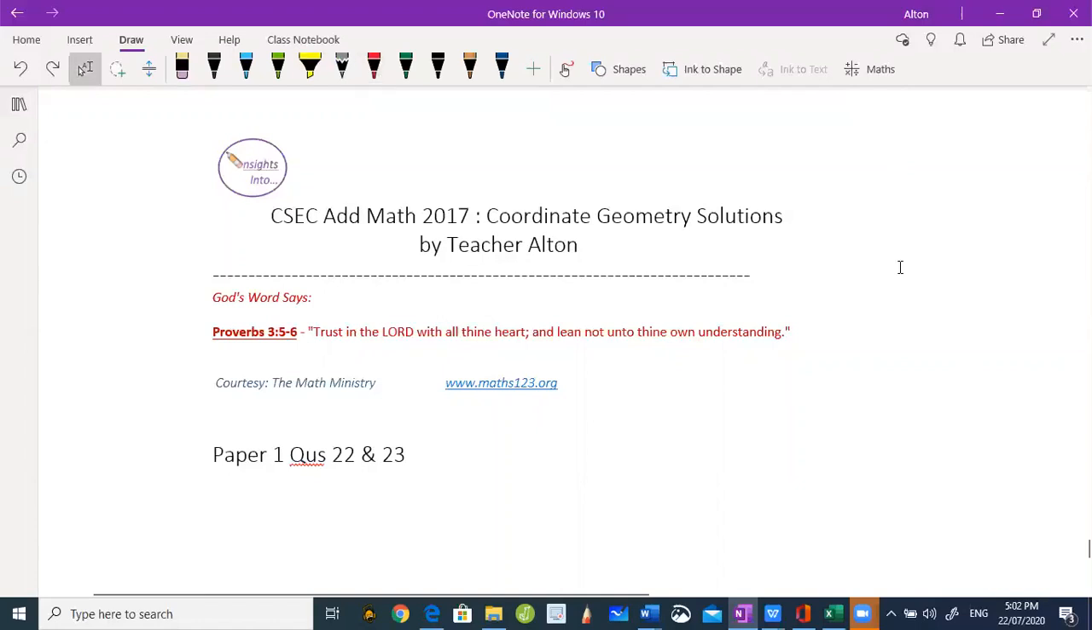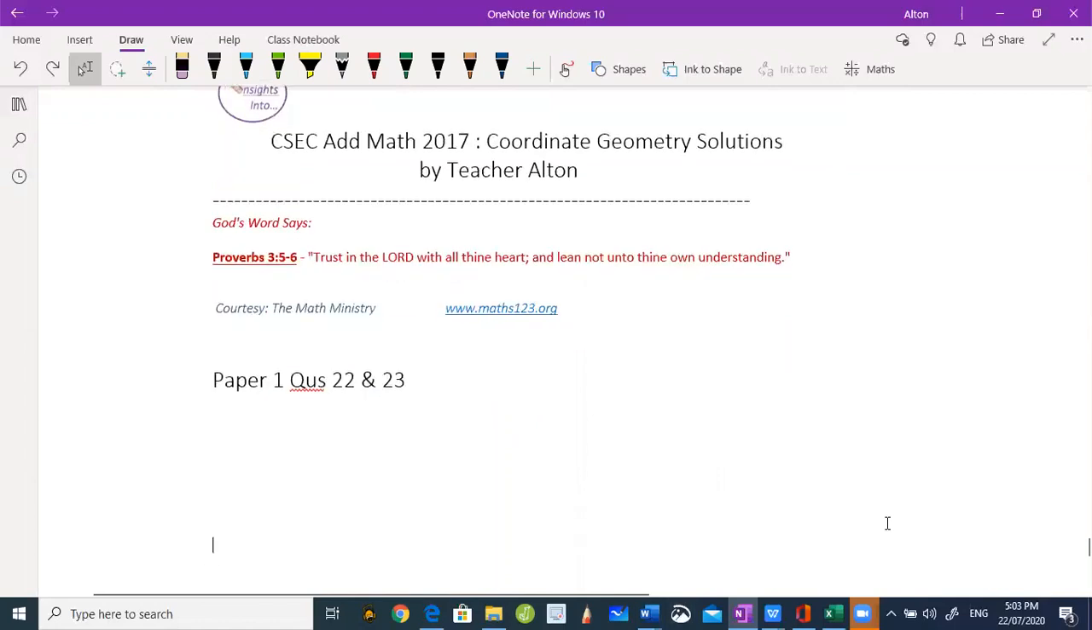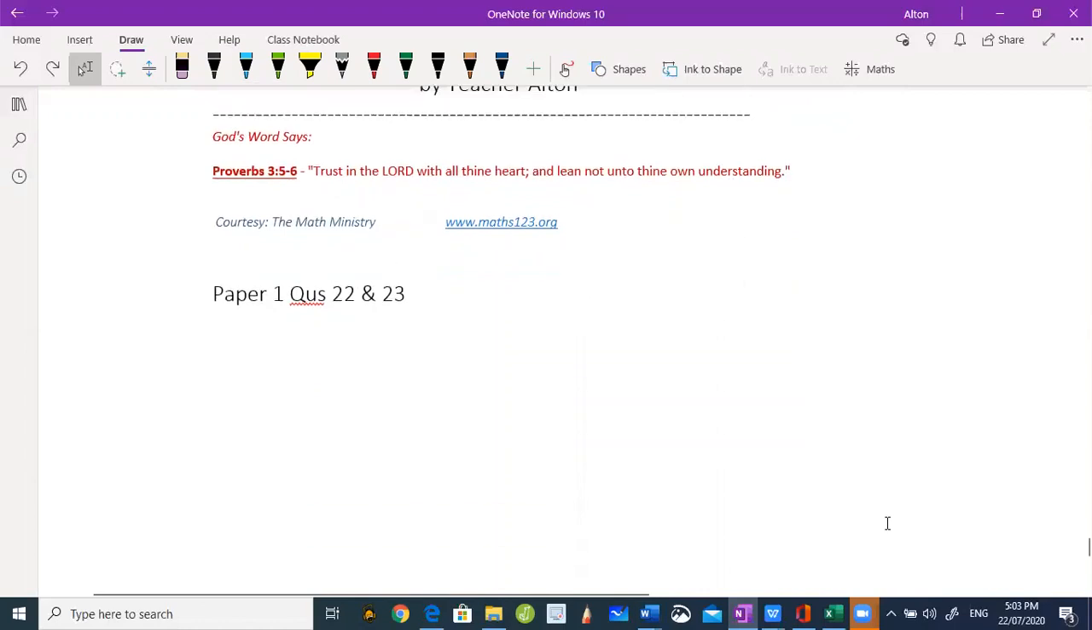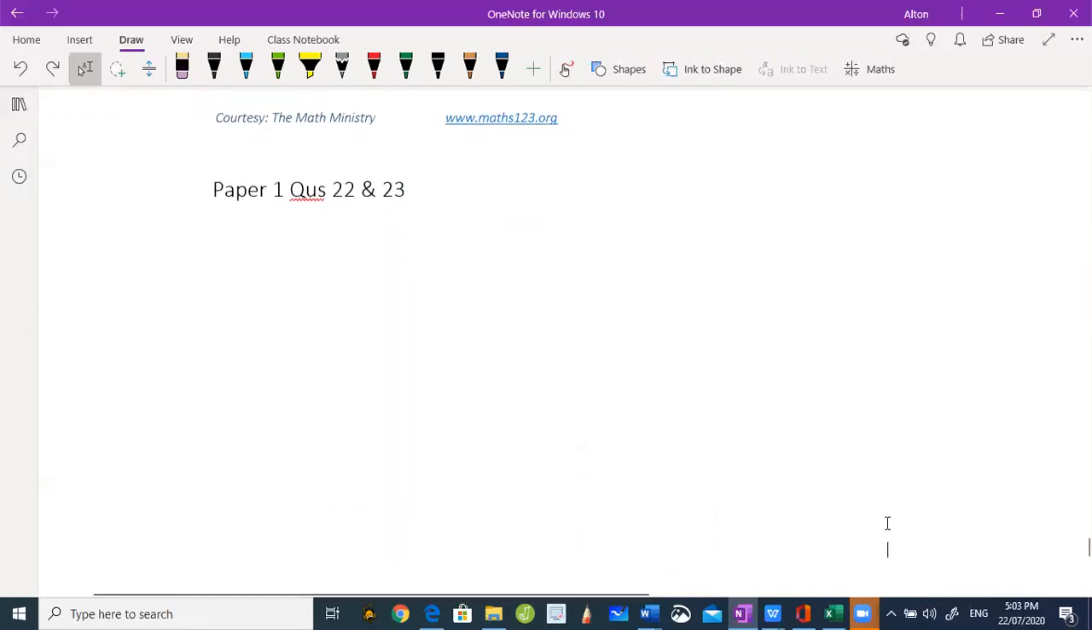So in question 22, we are asked to determine the point P such that P is the point of intersection between two lines. And let's write down the equations of the lines. So we are looking at question 22.